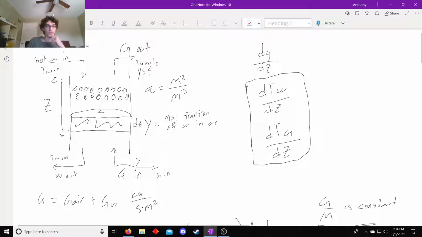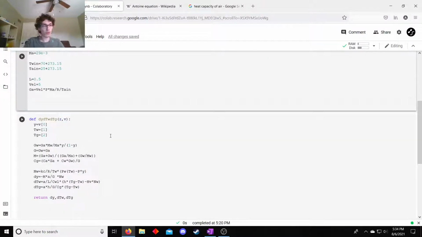So we don't know what these two are. We don't know what the temperature of the gas out is and the mole fraction. So we're going to have to come up with guesses for that. So we will call a guess temperature of the gas out, guess. I'll put a G there for guess.